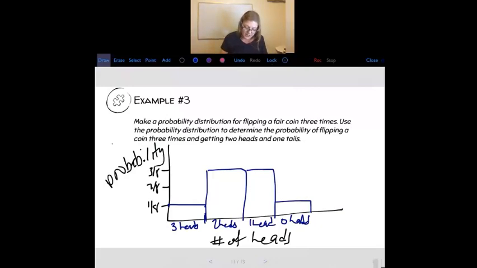Okay. And then the rest of the problem says getting 2 heads and 1 tail. So if you're flipping a coin and your only options are heads or tails, we're looking at this 2 heads right here. It would be a probability of 3 out of 8.